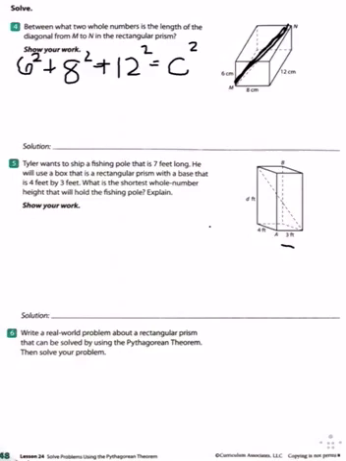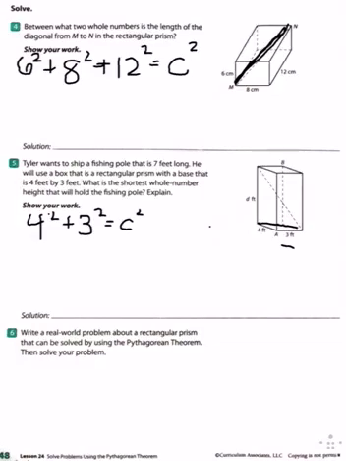Number 5. Tyler wants to ship a fishing pole that is 7 feet long. He will use a box that is a rectangular prism with a base that is 4 feet by 3 feet. What is the shortest whole number height that will hold the fishing pole? Explain. So we first are going to show for the smaller triangle across the bottom. That would be where we plug in 4 squared plus 3 squared equals c squared. 4 squared is 16, 3 squared is 9, 16 plus 9 is 25. You take the square root and c equals 5.